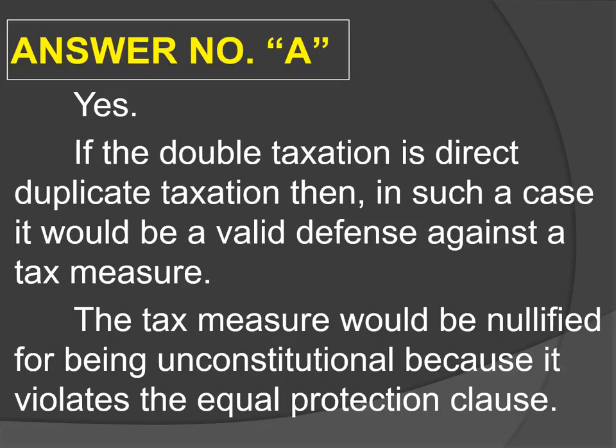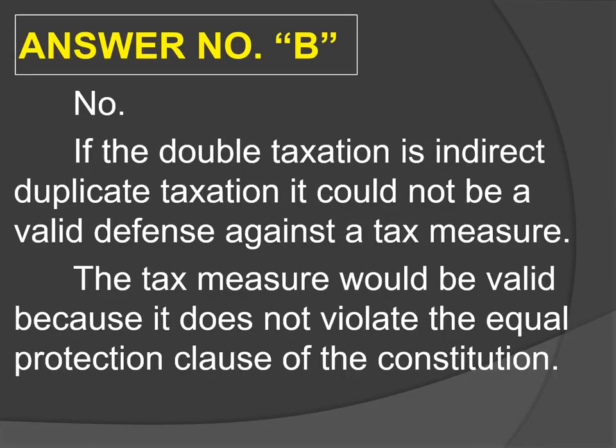So, yes, if the double taxation is direct duplicate taxation, then in such a case, it would be a valid defense against a tax measure. The tax measure would be nullified for being unconstitutional because it violates the Equal Protection Clause. Then you have the other one, no. First one is yes, this one is no. Reread this in order to be able to internalize the issue. If the double taxation is indirect duplicate taxation, it could not be a valid defense against a tax measure. The tax measure will be valid because it does not violate the Equal Protection Clause.